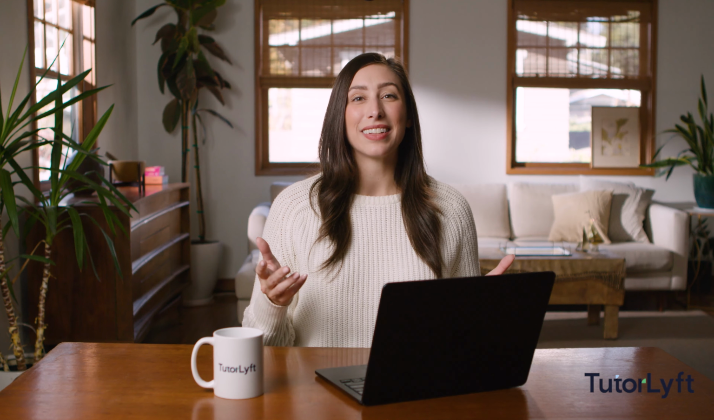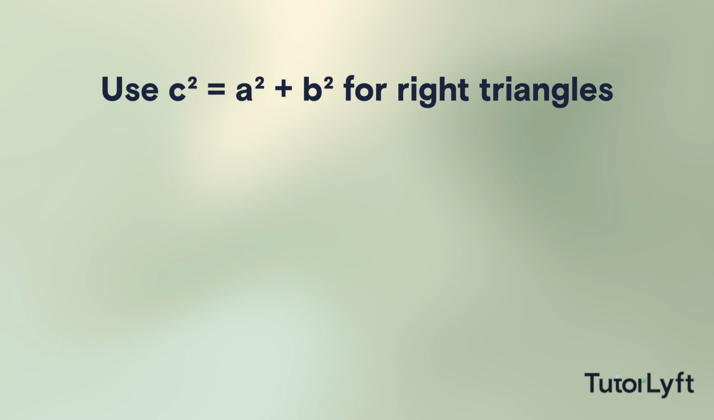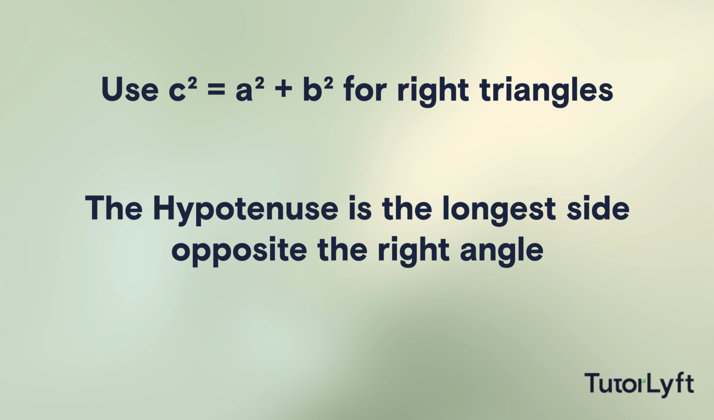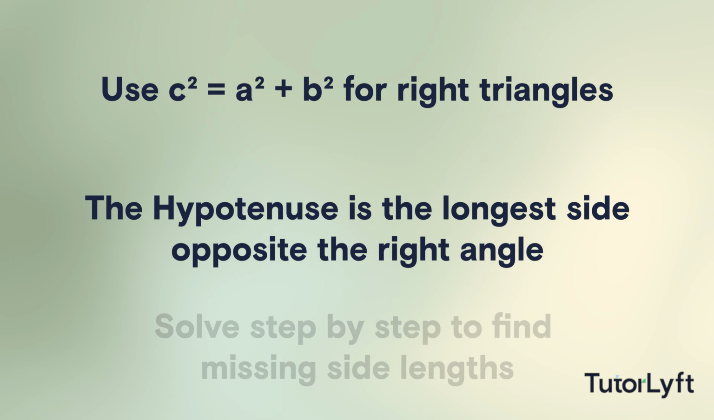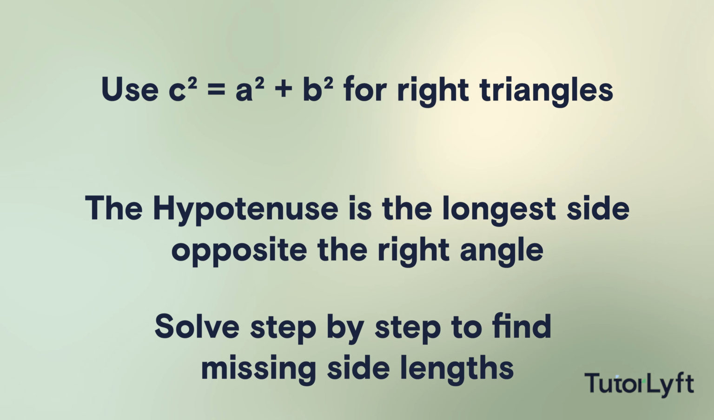That's all there is to it. By identifying the hypotenuse and the legs and plugging values into the formula, you can solve for any missing side. To recap, use C squared equals A squared plus B squared for right triangles. The hypotenuse is the longest side opposite the right angle. Solve step by step to find missing side lengths.